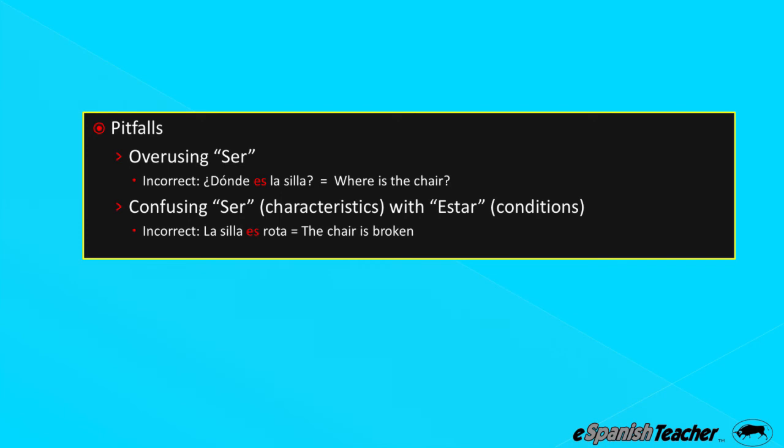The next pitfall is, of course, what we've talked about many, many times: confusing ser, or characteristics, with estar, or conditions. All right? The chair is broken. That is a condition. It's broken now, but in just a few moments, I might be able to fix it. So, la silla es rota. That's incorrect. You would want to say, la silla está rota.